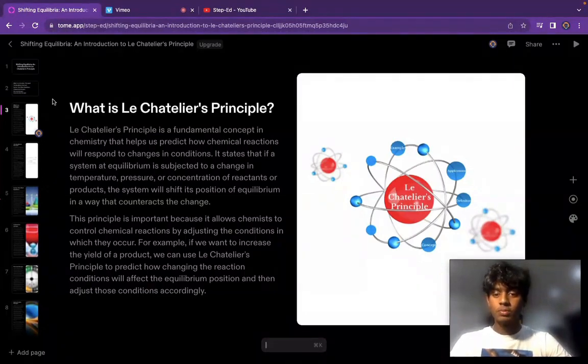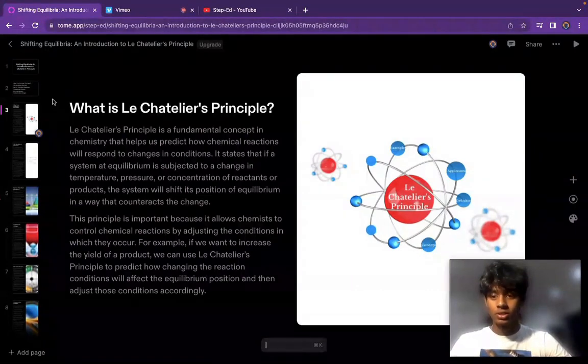This principle is important because it allows chemists to control chemical reactions by adjusting the conditions in which they occur. For example, if we want to increase the yield of a product, we can use Le Chatelier's principle to predict how changing the reaction conditions will affect the equilibrium position and then adjust those conditions accordingly.